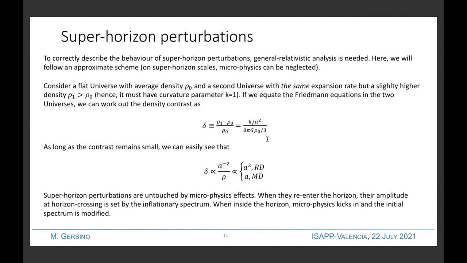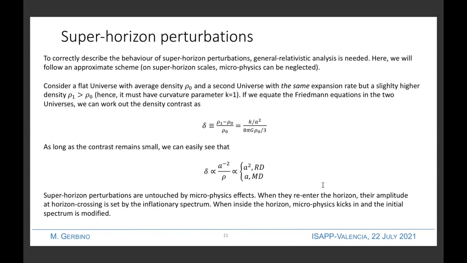Since we know how the average density evolves with the scale factor in the different epochs, radiation domination and matter domination, it is easy to understand how this small perturbation delta evolves as a function of the scale factor, simply writing down the evolution of rho in the two different epochs. And so it's easy to show that perturbations on super horizon scales evolve as the dominant component at any specific epoch. So they evolve as the square of the scale factor during radiation domination and as the scale factor itself during matter domination. This is the evolution outside the horizon. Once they enter the horizon, they are reprocessed by microphysics, and therefore we can observe a different shape of the power spectrum with respect to the original power spectrum.